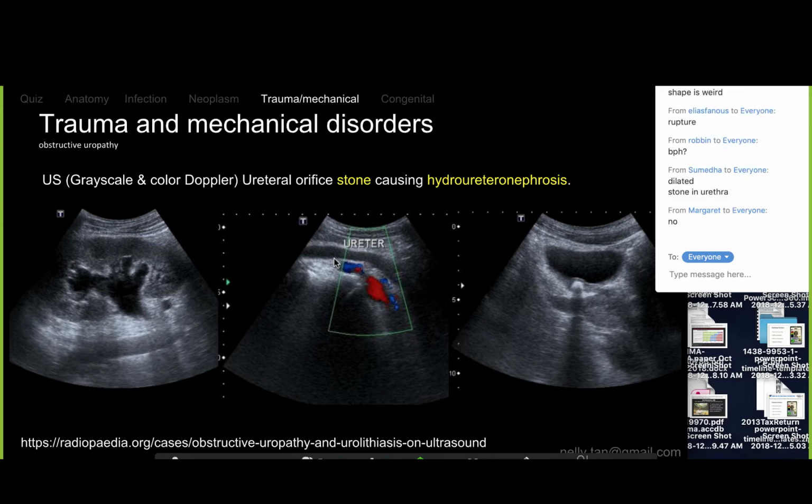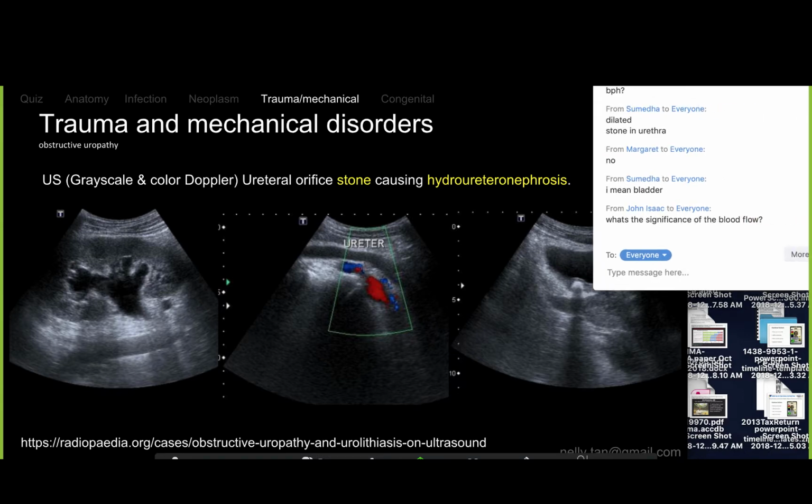Stone in the ureter. There is a stone. It's right here, and it's at the UVJ, the ureterovesical junction. This is the trigone where the ureteral orifice inserts. So yes. John has a question: what's the significance of the flow?